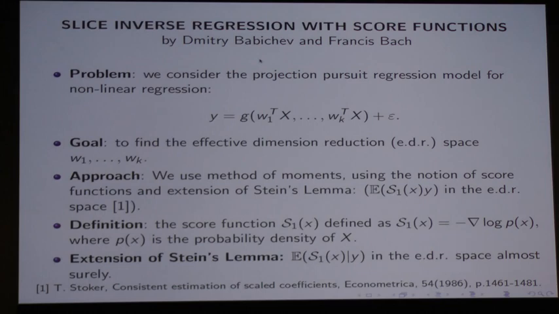Okay, what approach do we use? There is some trick we can use. It's called Stein's lemma, and it tells us that the expectation of the score function of x multiplied by y is in our space, where the score function is defined as follows. It is the negative gradient of the logarithm of the probability density.